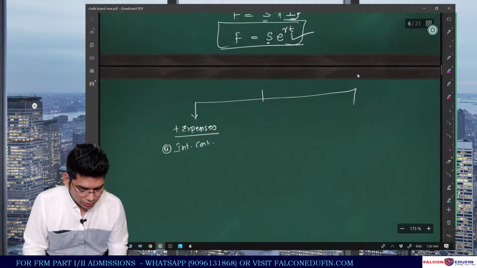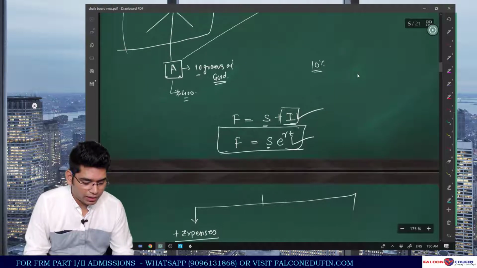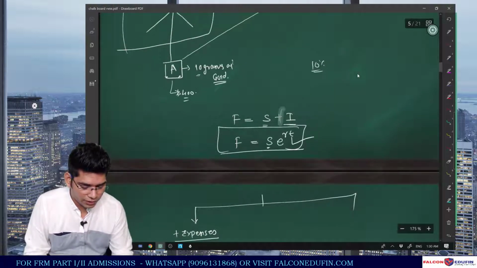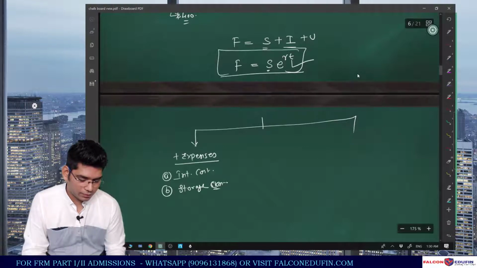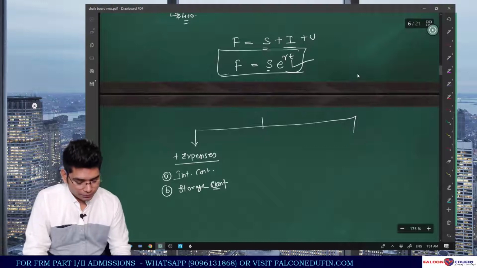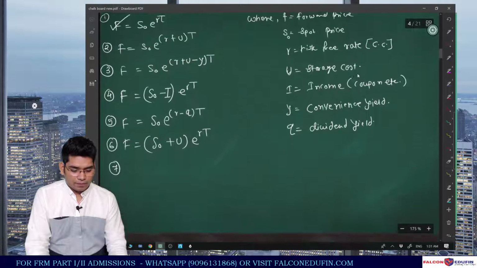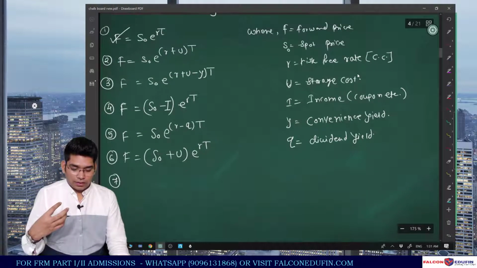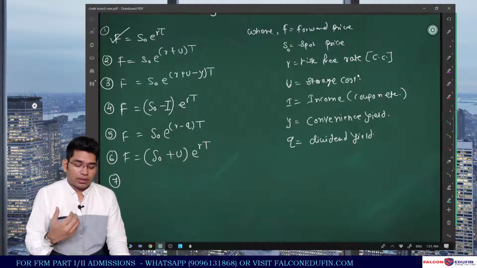So next cost which A might incur, for simplicity we will write it as storage cost only, U. This is storage cost. Now there is a possibility that by not selling it in spot, the owner will be able to generate some revenues.